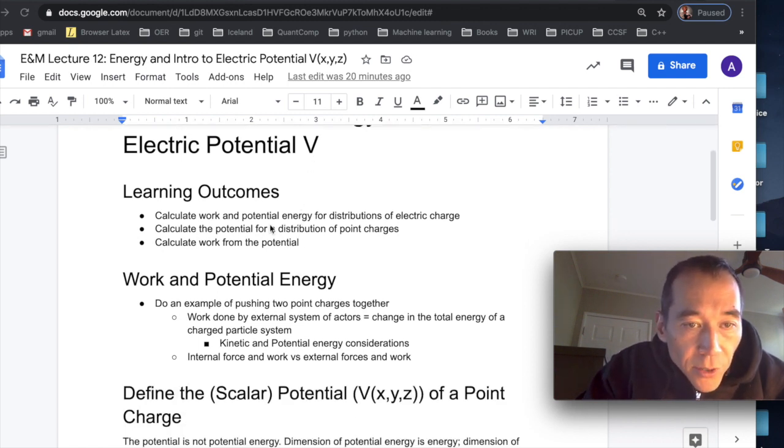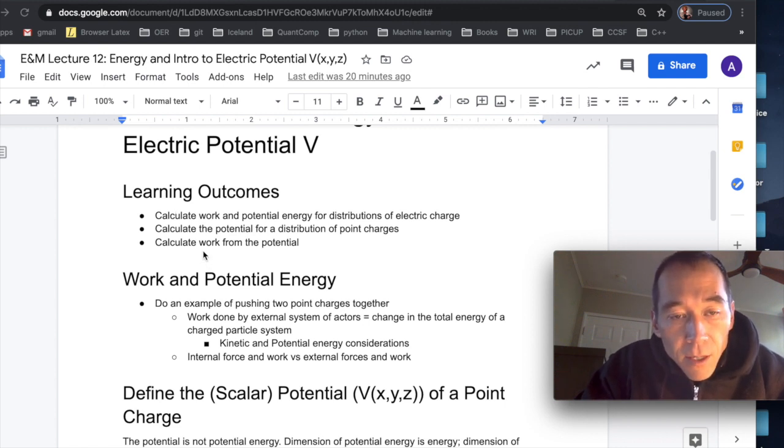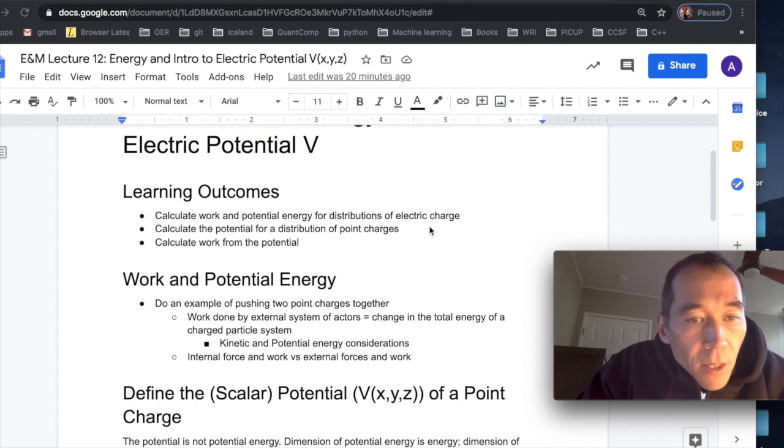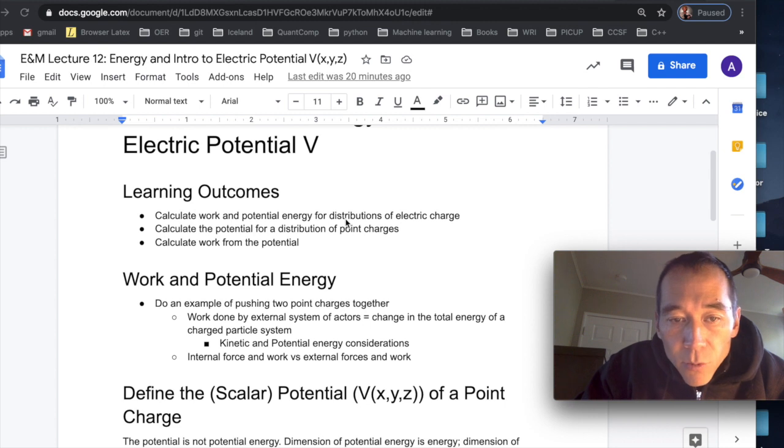So there are a couple of learning outcomes. These are the things that this lecture is supposed to help you become able to do. First is to calculate work and potential energy for distributions of electric charge. We're going to imagine having some charges around and wondering about the energy associated with that, and also about what's involved in making changes. That's called work. And then calculate the potential.